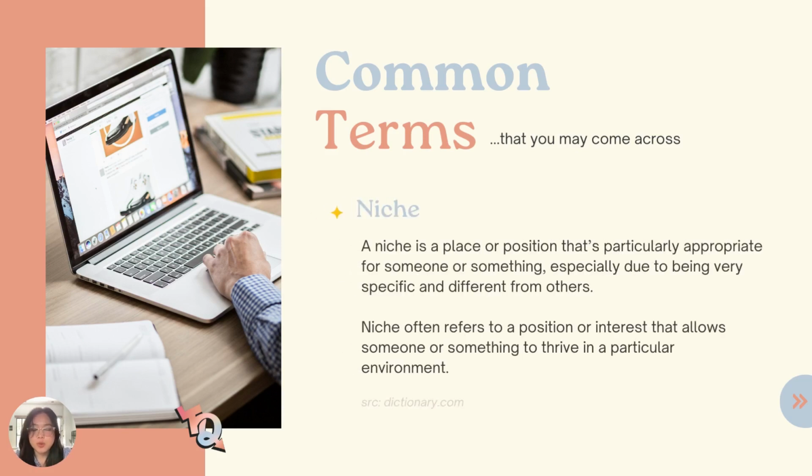The first term that we will be talking about is the term niche. A niche is a place or position that's particularly appropriate for someone or something, especially due to being very specific and different from others. Niche often refers to a position or interest that allows someone or something to thrive in a particular environment. So, this is especially used in the context of people's careers to refer to the specific position, occupation, or business that will set them apart from others and will allow them to be successful.